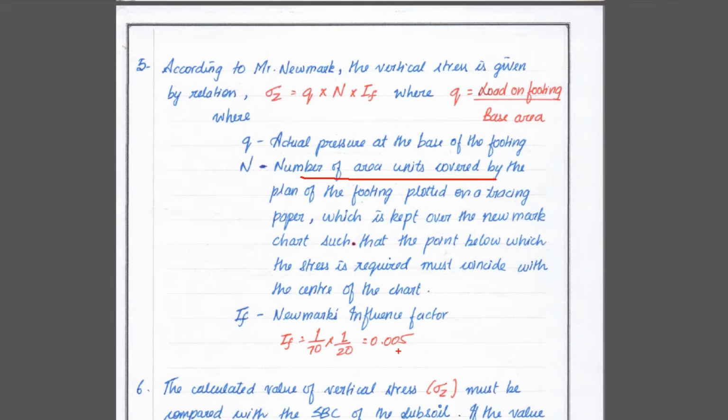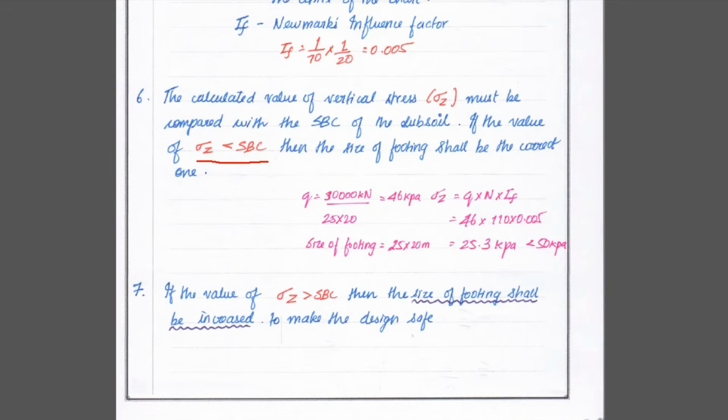From that calculation, the value of vertical stress must be compared with the SBC of the subsoil. If the vertical stress sigma z value is less than the SBC, the footing size is safe. For example, we can take the calculation. Q is equal to 3 lakh kilonewton divided by the footing size, 25 into 20 meter. So the q value is 3 lakh kilonewton divided by 25 into 20, so we get 46 kilopascal.